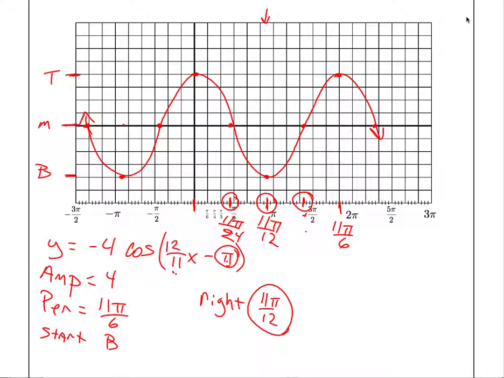So again, we found the amplitude, we found the period, we determined we started at the bottom. I break up my period, I come back and I figure out how much my shift is to the right or to the left. Once I figure that out, I identify where my start is. So I match that start with that start, and that tells me my starting location, and then from there, you're just following the pattern. Questions on that? Next one, 2 more.